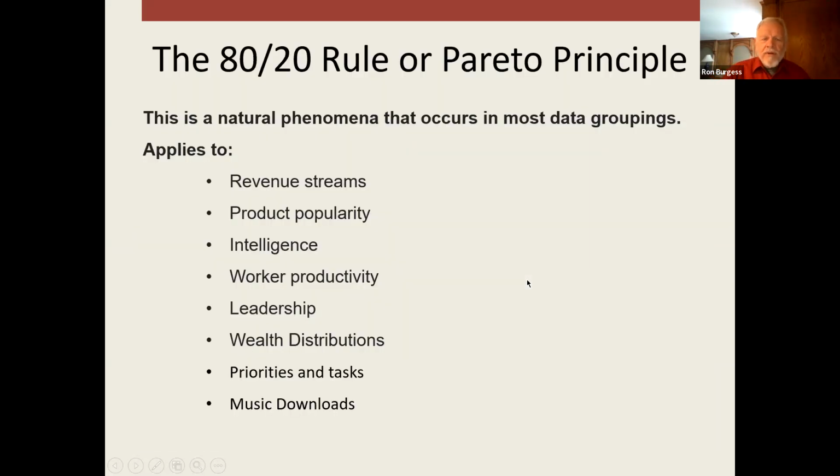So what does this kind of natural phenomenon really mean to various groupings? There are just tons of circumstances. We've talked about revenue streams, which has to do with product popularity, and intelligence. And of course, we have to put this in perspective. Intelligence is a normal distribution, but the productivity of the high end of intelligence ends up being the 80-20.